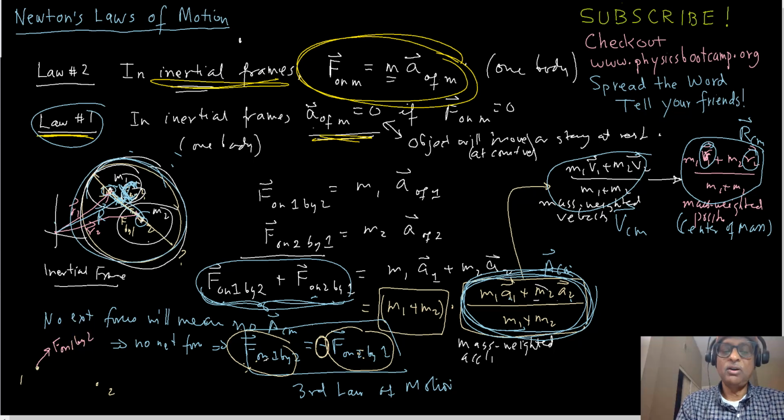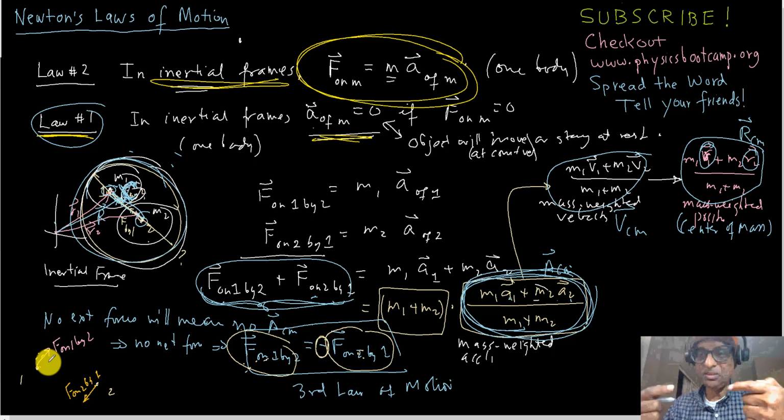Then all it's saying is if it's that way, then force on 2 should be that way, exactly the same size, F on 2 by 1, so that they're opposite in direction. They don't have to be facing each other in the space. It's just that when you add them up, you should get a 0. That's the third law.